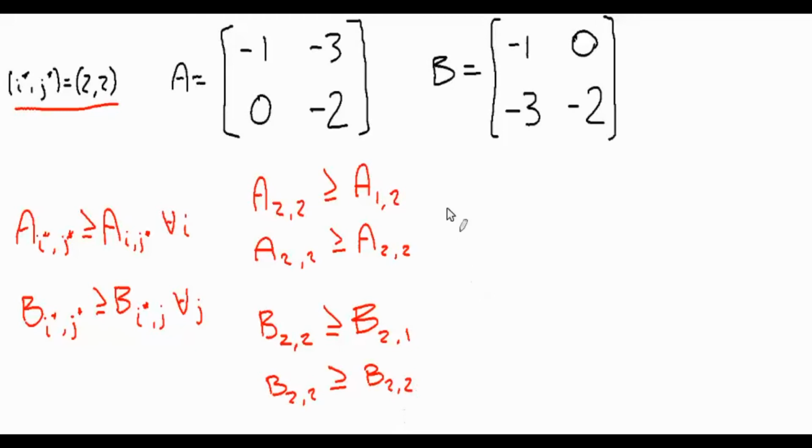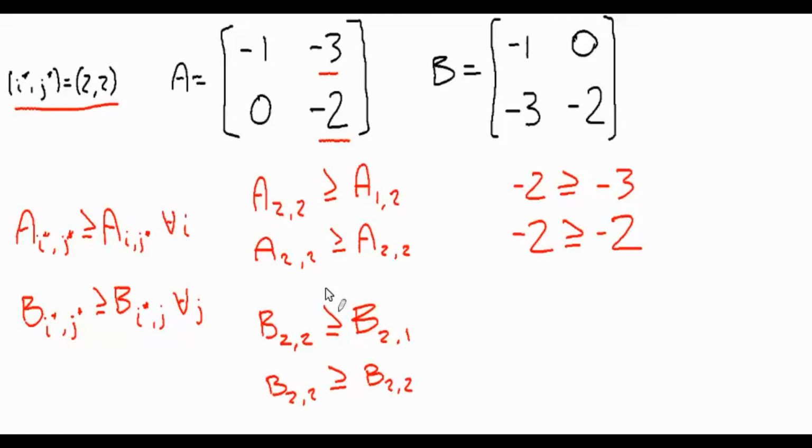So let's just plug them in. A 2 comma 2 is this one, negative 2. So we have negative 2 is greater than or equal to A 1 comma 2, that's negative 3. And we have A 2 comma 2 is greater than or equal to A 2 comma 2. A 2 comma 2, second row, second column, negative 2 there again. We have negative 2 is greater than or equal to negative 2 because that shows up on both sides.